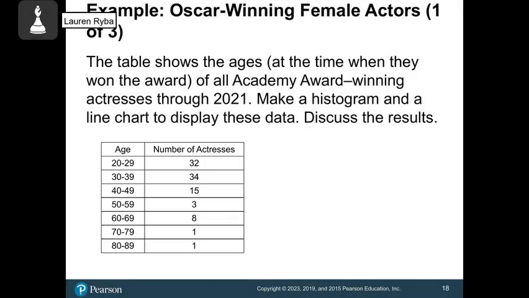The table shows the ages, at the time when they won the award, of all Academy Award winning actresses through 2021. Make a histogram and a line chart to display the data and then discuss the results. So we can see here they're grouped by 10 values. 20 to 29 is 10 values. And then 30 to 39 all the way through. They're all groups of 10. And then over here are our frequencies. So 32, 34, 15, 3, 8, 1, and 1.